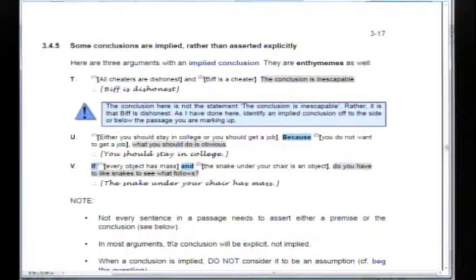Either you should stay in college or you should get a job. Because you do not want to get a job, what you should do is obvious. "What you should do is obvious" is not the conclusion, right? The conclusion is that you should stay in college. If every object has mass and the snake under your chair is an object, do you have to like snakes to see what follows? That is not the conclusion, right?